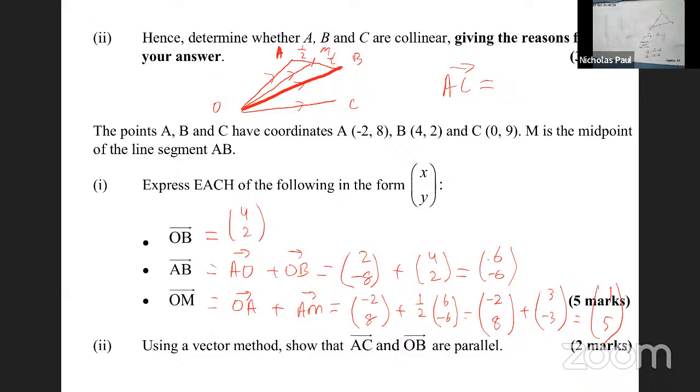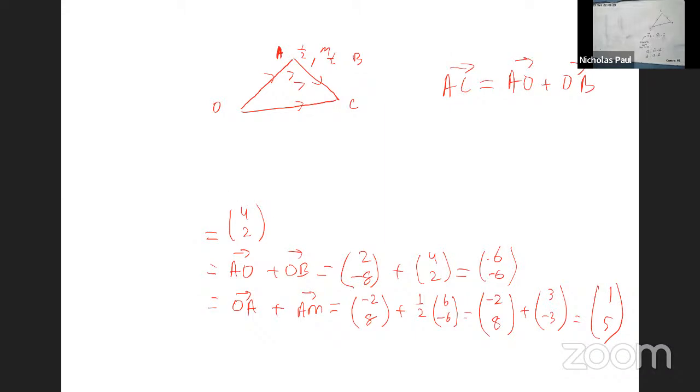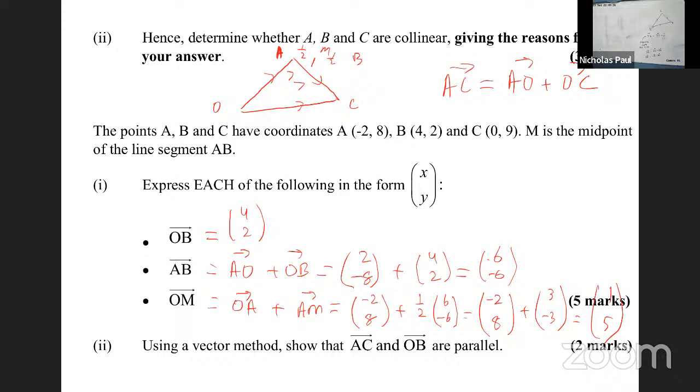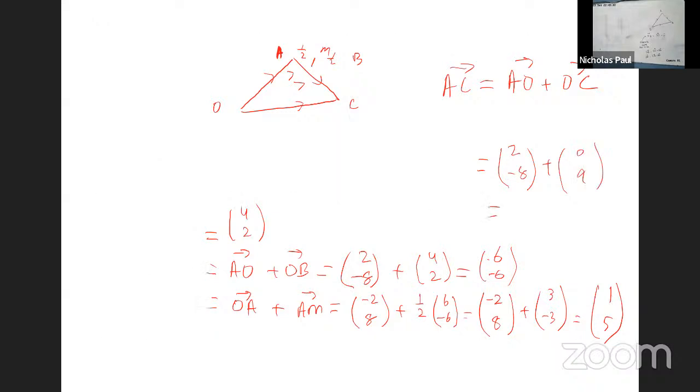No, we're not done. AC is what? So if you draw AC, AC is A to O plus O to C. So that would be what? A to O is 2, -8. And O to C is 0, 9. Right. So I want to show you something here. I got 2, 1. Right? Correct?